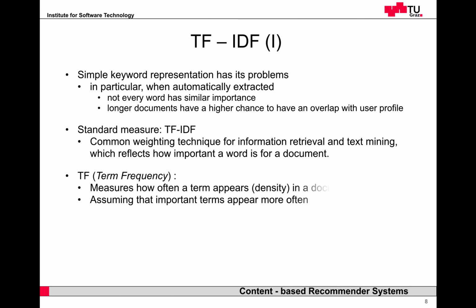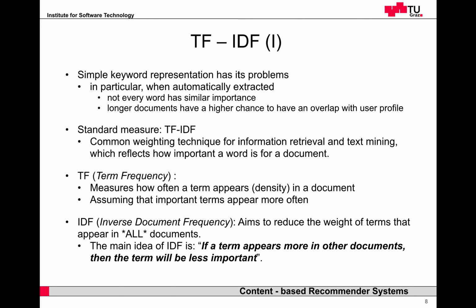There are 2 parts. The first part is TF, term frequency, measuring how often a term appears in a document. The second part is IDF, inverse document frequency, aiming to reduce the weight of terms that appear in all documents. The main idea of IDF is if a term appears more often in other documents, then this term will be less important.